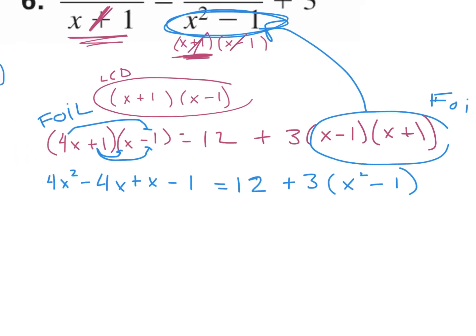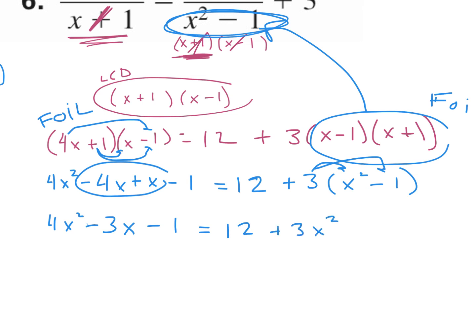All right, I also need to distribute this 3 in here. So I have 4x squared minus 4x plus x, which I can add those together. And what do I get when I combine the like terms here? Minus 3x minus 1 is equal to 12. I'm going to distribute this 3 out, so plus 3x squared minus 3.